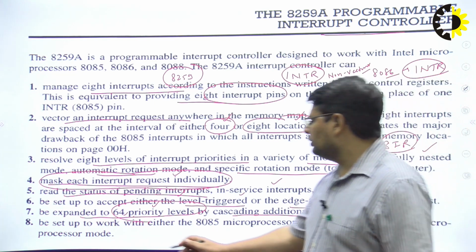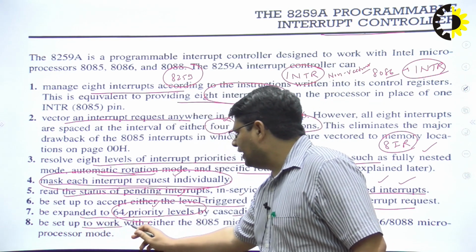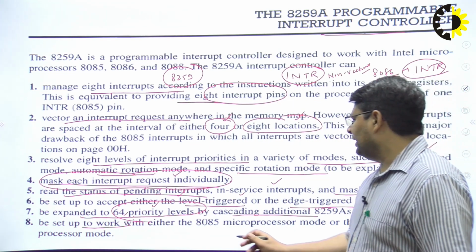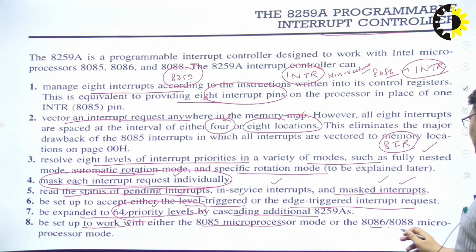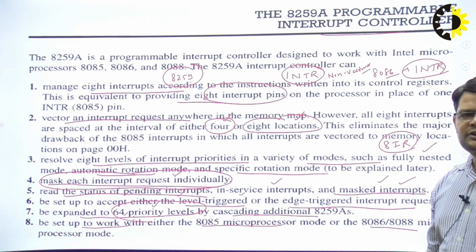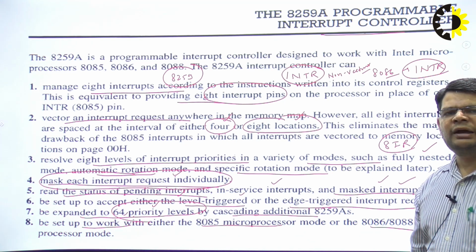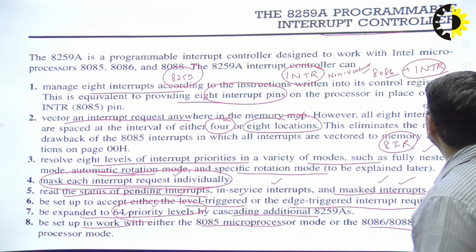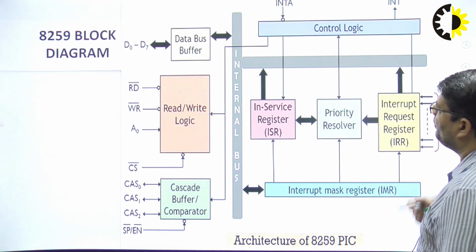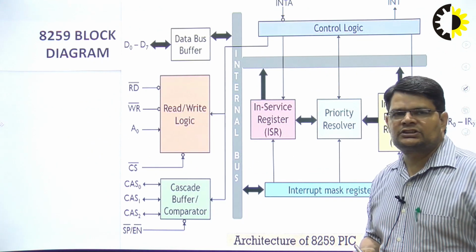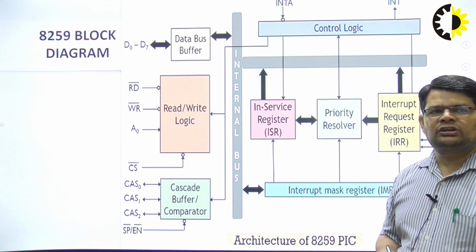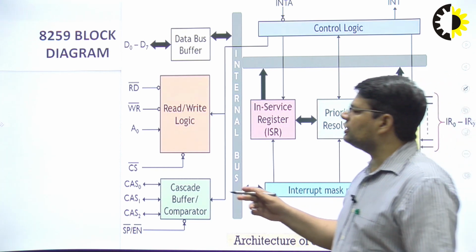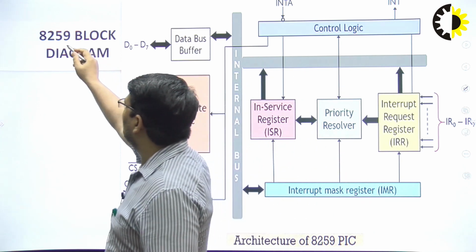More importantly, this Intel IC 8259 can work either with the 8085 microprocessor or with the 8086 or 8088 microprocessor. Let's discuss the general block diagram, or internal architecture, of this IC Intel 8259.